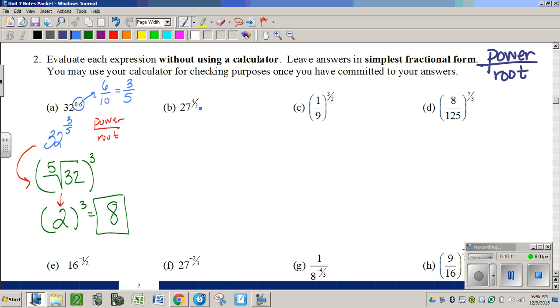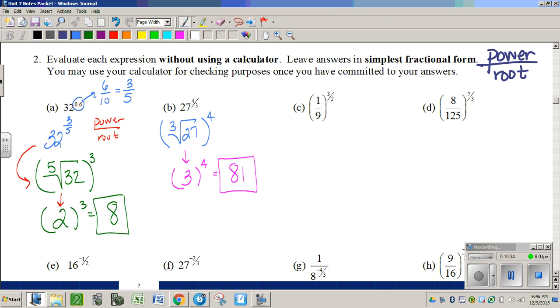All right, 27 to the 4/3 power. This is going to be the cubed root of 27, and when we get done taking the cubed root of 27, we're going to raise it to the 4th power. Cubed root of 27. Good, gives you 3. Now raise that to the 4th power. So you're going to multiply 3 by itself 4 times. Okay, end up with 81.